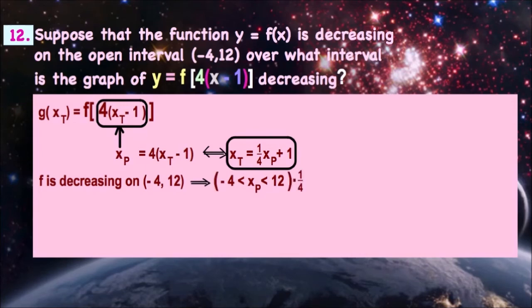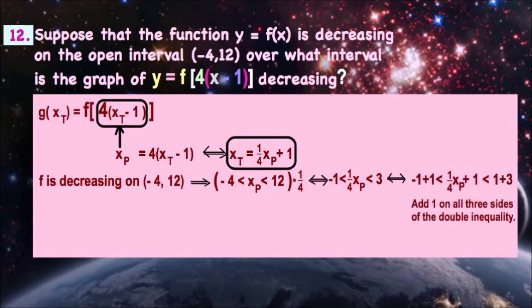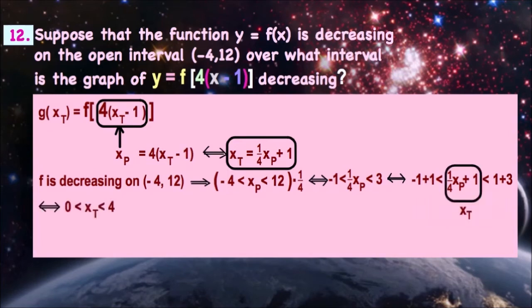Multiply this inequality by 1/4, equivalent to -1 less than 1/4 x parent less than 3. Add 1 on all three sides of the double inequality. Thus, since 1/4 x parent plus 1 is equal to x transformation, this is equivalent to 0 less than x transformation less than 4. The transformation y equals f of 4 times the quantity x minus 1 is decreasing on the open interval (0, 4).